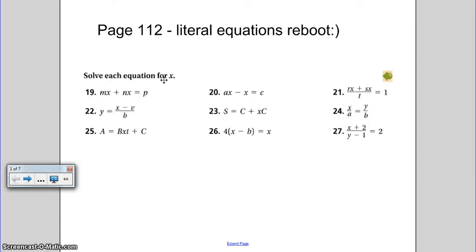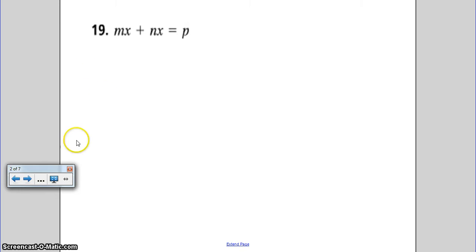You need to get to page 112 in your book. We're going to do a reboot of literal equations. I'm going to focus on these ones that don't have any numbers in it. It's all just variables. So get yourself a piece of paper, your pencil, open your book up. We're going to go through each one of these problems so that you can feel like you know how to do it. All right, so let's start with this one.